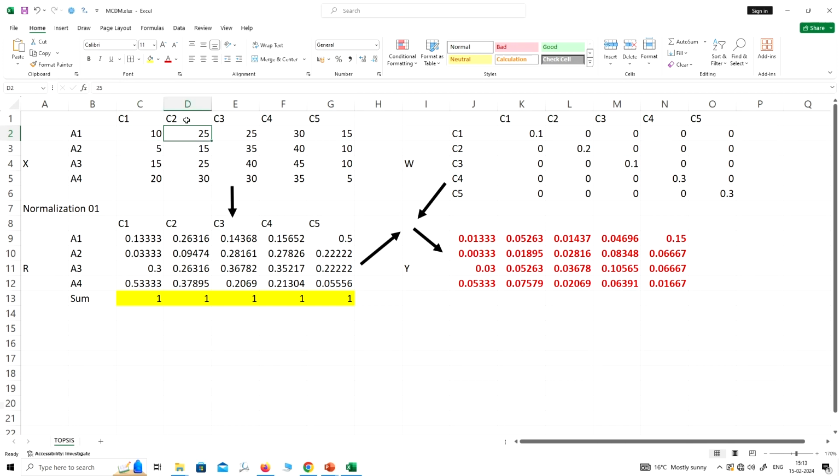Similarly, corresponding to the second criteria, the values highlighted are 25, 15, 25, 30. Then we come to the third criteria, values are 25, 35, 40, 30. Then it is the fourth criteria, C4: 30, 40, 45, 35. And finally, the fifth criteria, again corresponding to A1 to A4, the values are 15, 10, 10, 5.